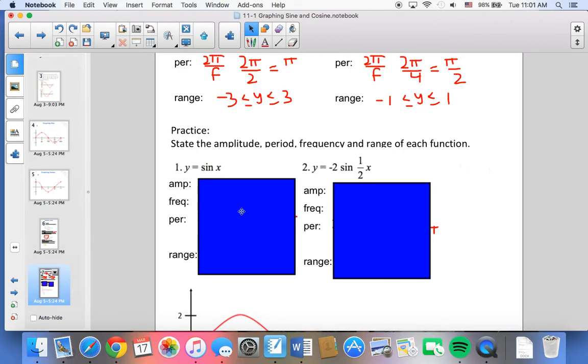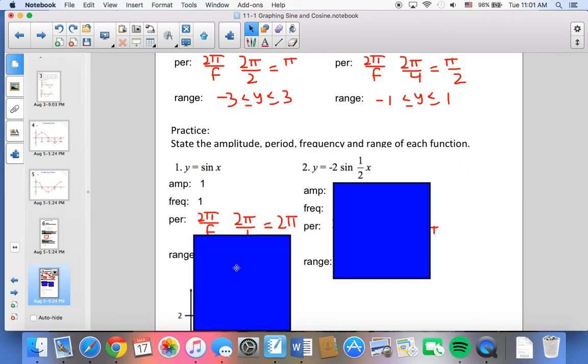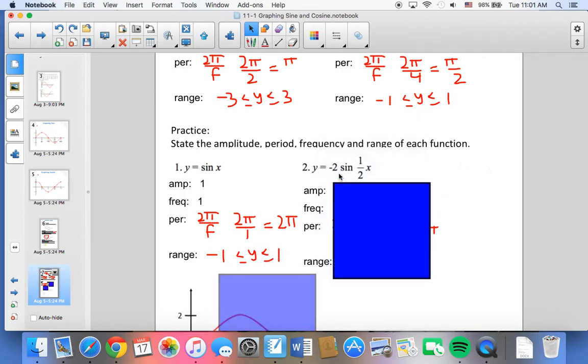Okay, so I'll go through these a little bit quicker. Amplitude is the number in front of the sine, so that's 1. Frequency is the number in front of the x, so that's 1. I will see one cycle from 0 to 2 pi. Period is 2 pi over the frequency, so 2 pi over 1 is 2 pi. And the range is going to be -1 to 1.